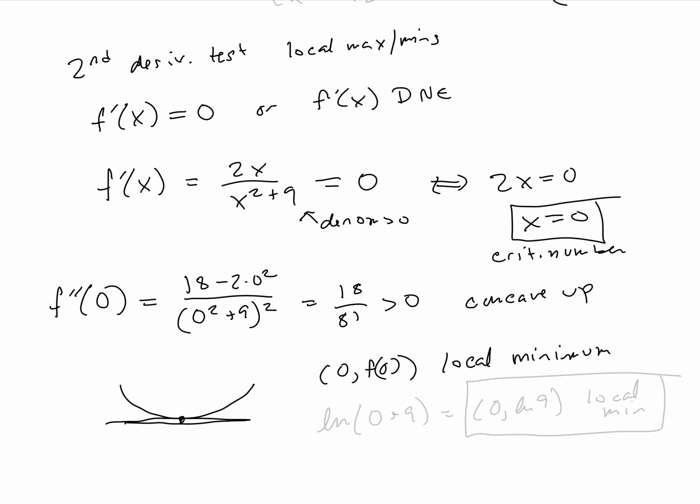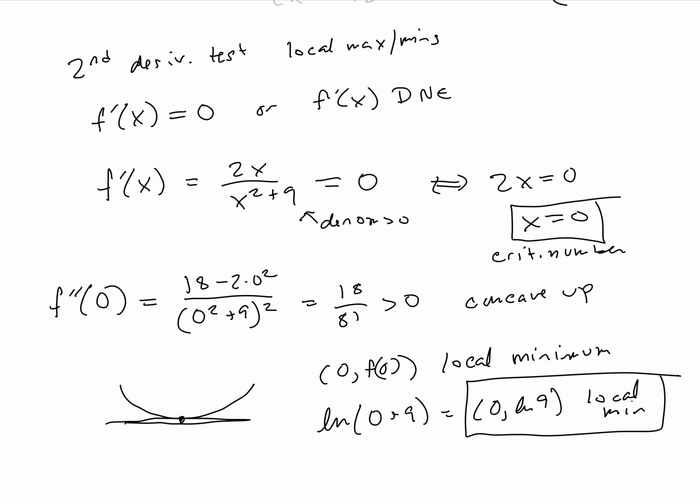What was that point? Natural log of x squared plus 9, so ln of 0 plus 9, so the point 0 comma ln of 9 is a local min in this case.